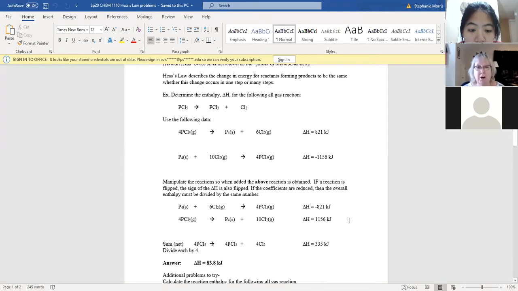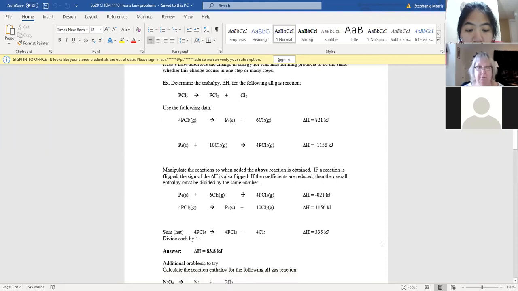Now, I noticed before I add them up that I do have chlorine on both sides, but I don't have the same number of chlorines. I have 6 on the left and 10 on the right. So when you have something like that, you subtract from both sides the lower amount. So I'm going to subtract 6 from both sides, leaving me 4 chlorines on the right. Now I notice my reaction is like 4, 4, 4, but I need 1, 1, 1. So I divide all of this by 4, even the number, and I get my answer. Could y'all follow that?